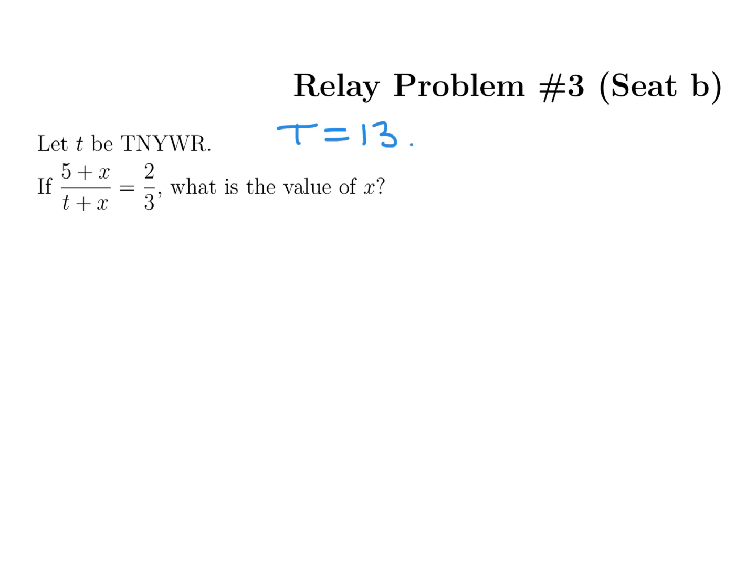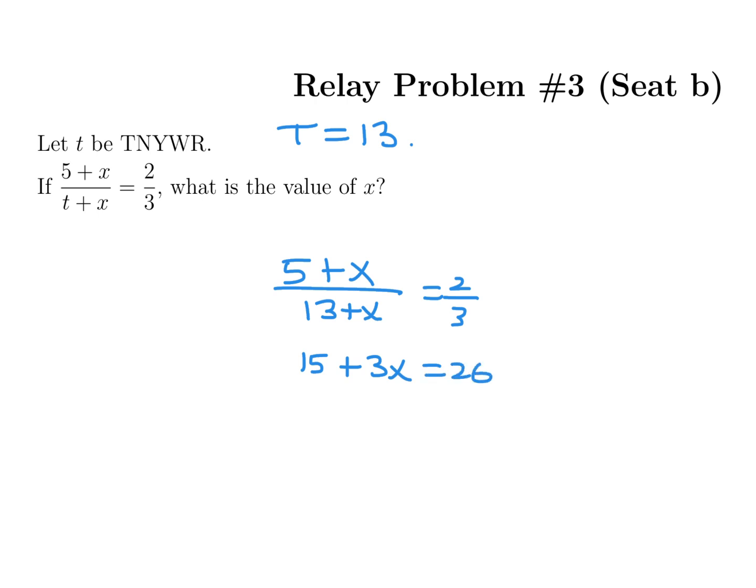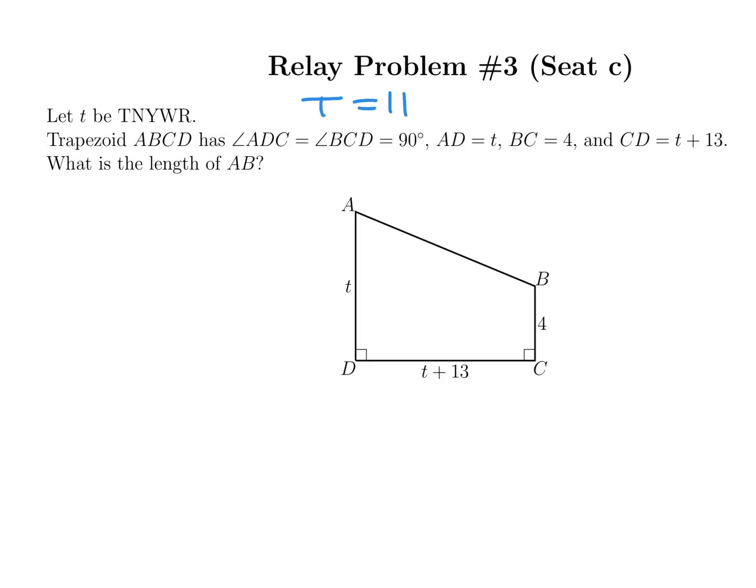If 5 plus x over t plus x is 2 over 3, what is the value of x? Okay, 5 plus x over 13 plus x is 2 over 3. Cross multiply, and we get 15 plus 3x is equal to 26 plus 2x. So x would be 21. Well, hold on. I think I made a mistake here. No, sorry, not 21. 26 minus 15, 11. Okay, so x is 11. T is equal to 11.